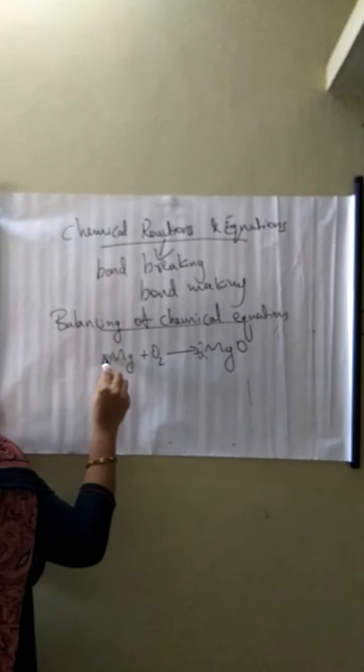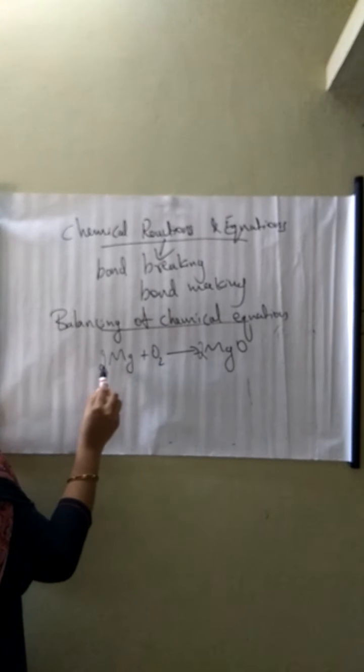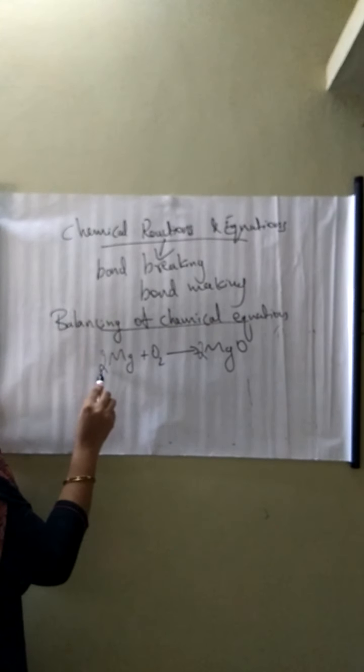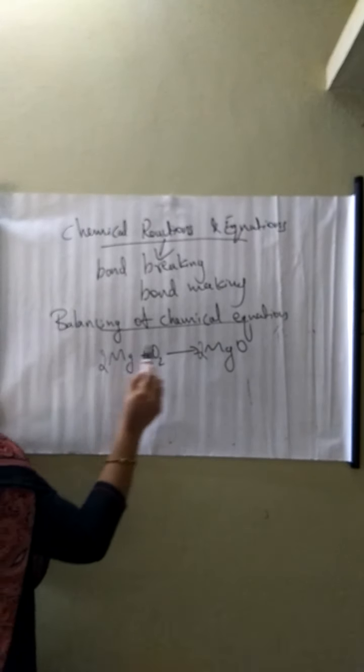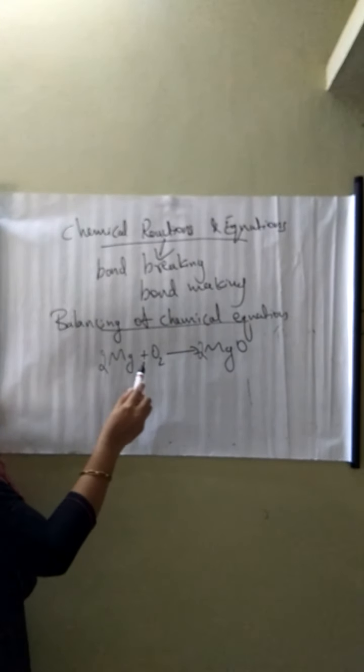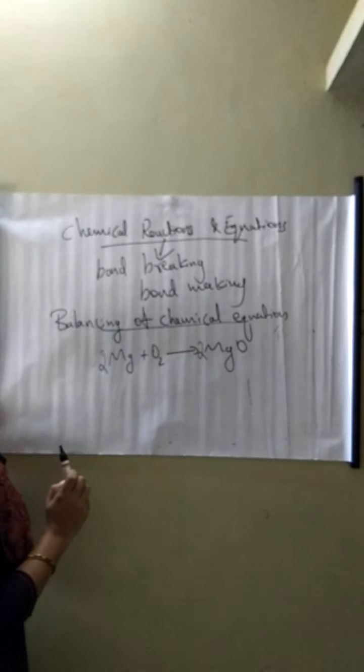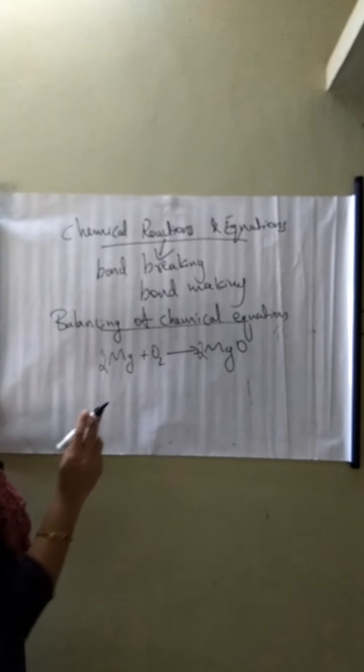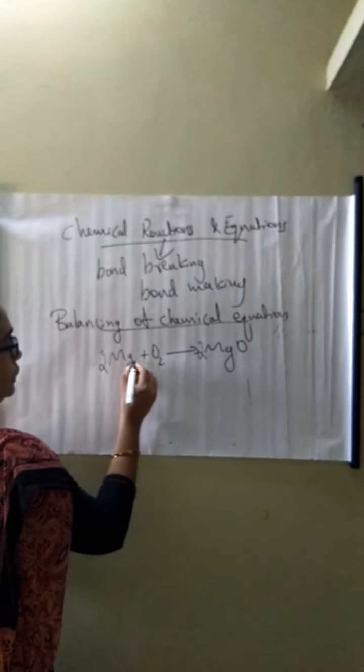So we have to make 2 here. Then only magnesium atoms left side also 2. So we can see 2 magnesium atoms here, also 2 magnesium atoms, 2 oxygen, 2 oxygen. One more thing is there, if you know the physical state, that also we have to mention.